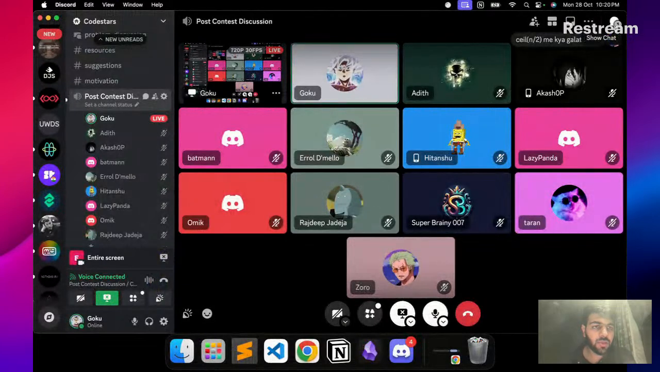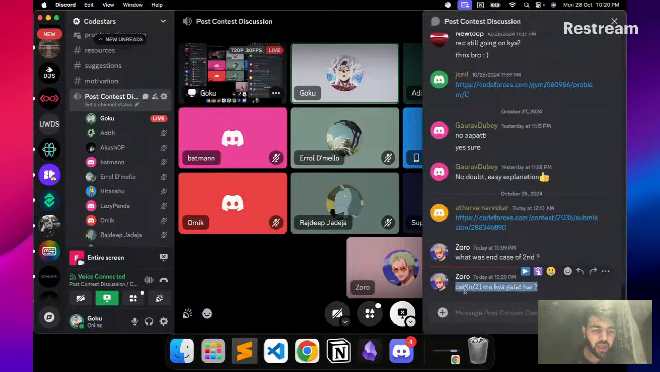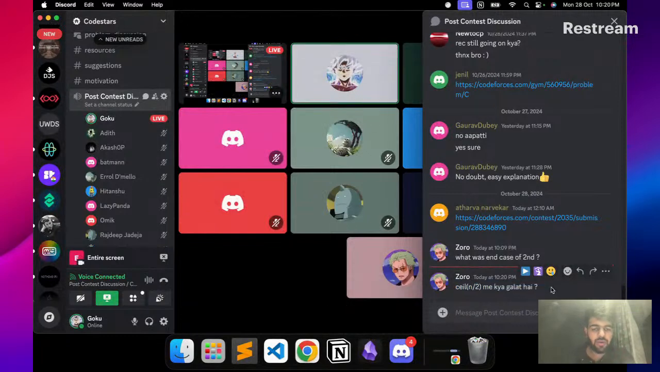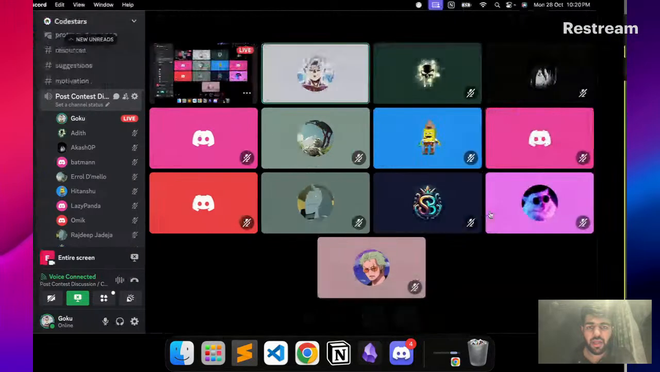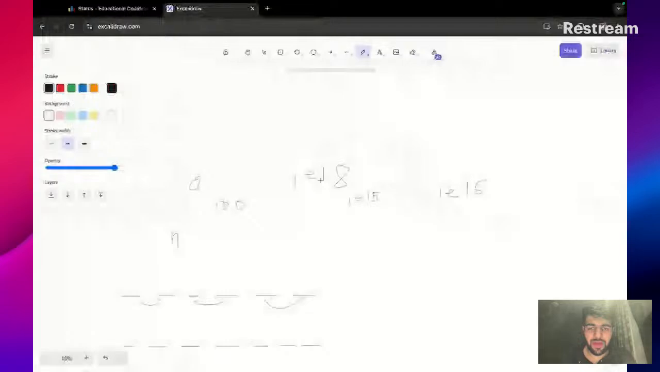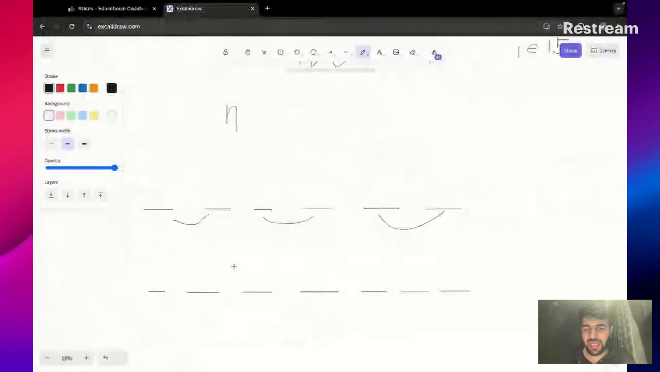Seal n by 2 में क्या गलत है? Seal n by 2, which question? End case of second. Yeah, so this is how you can just solve it in O of n square. This is like brute force checking, right?